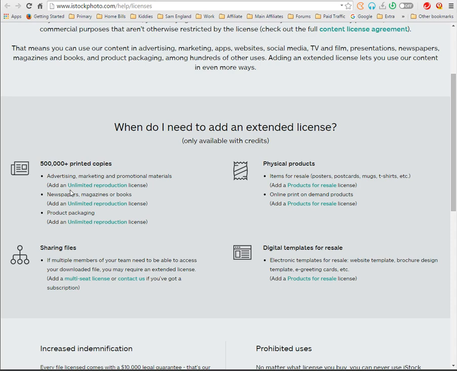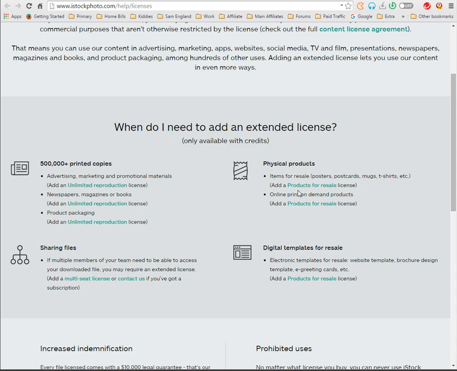Hopefully we can get there, but unless we're as famous and as commercially successful as the Secret Garden, we may not need the unlimited reproduction license. And you can purchase that at a later date if you need to do so. However, the minute you print that book out, you have to have a products for resale license. Don't mess this up.